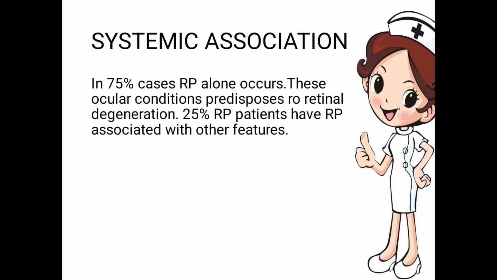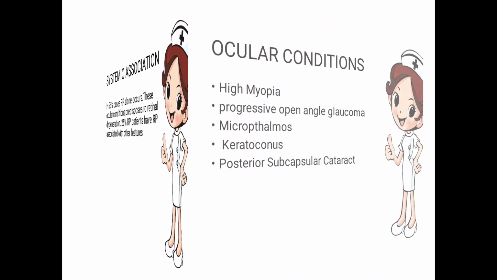In 75% of cases, retinitis pigmentosa occurs alone. Certain ocular conditions predispose to retinal degeneration. In 75% of cases it is found alone, but in some cases ocular conditions as well as retinal degeneration take place, and in some cases it is also associated with other kinds of syndromes and diseases. So let's see.